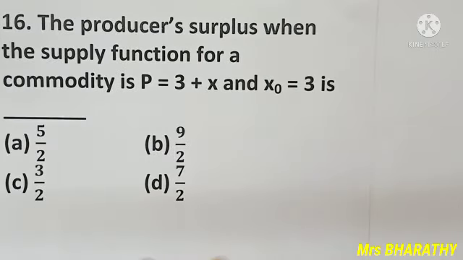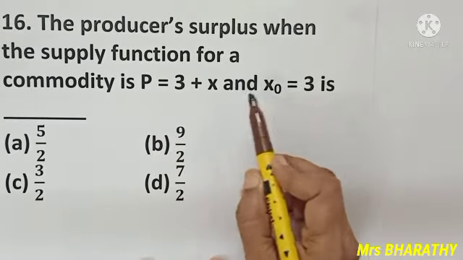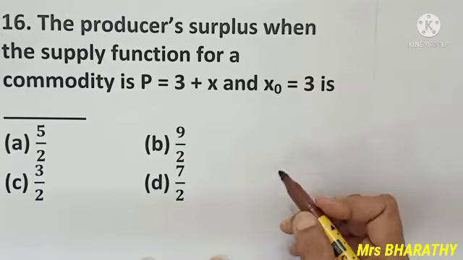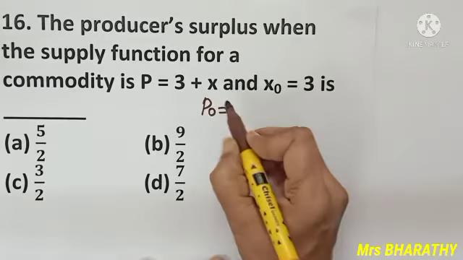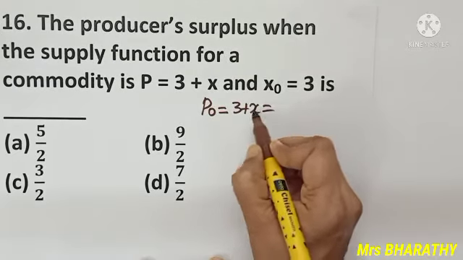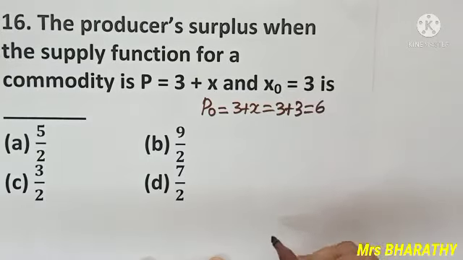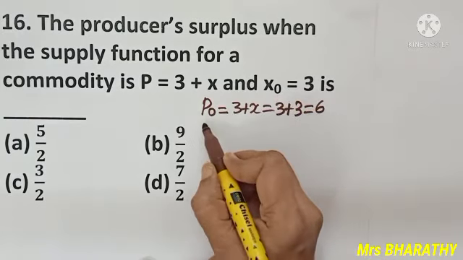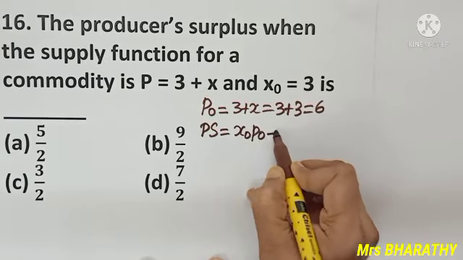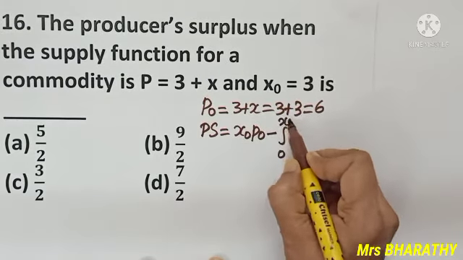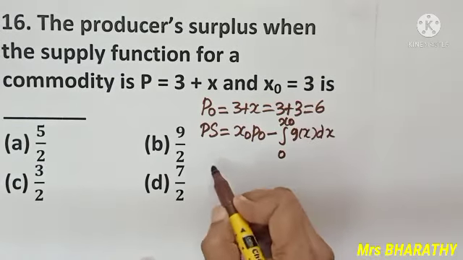Question number 16. We need to find the producer's surplus when the supply function is given and x naught is given. First of all, let us find out what is P naught. 3 plus x. In the place of x, we need to put 3. My answer is 6. As we know x naught and P naught, producer surplus is x naught P naught minus integral 0 to x naught g of x dx.